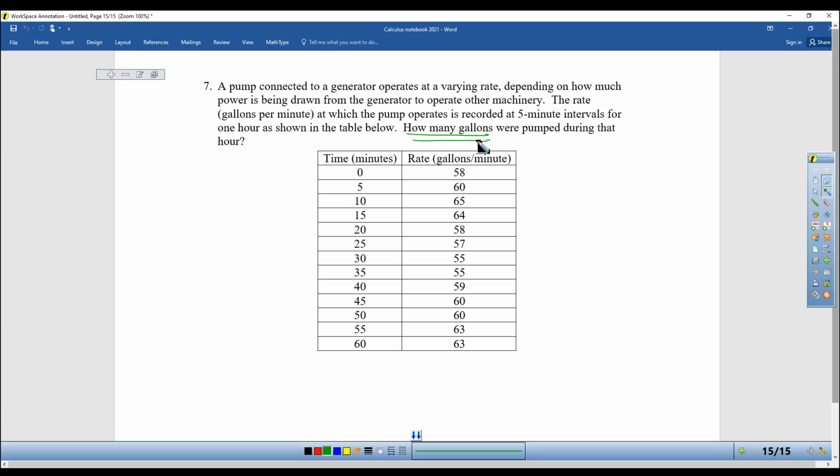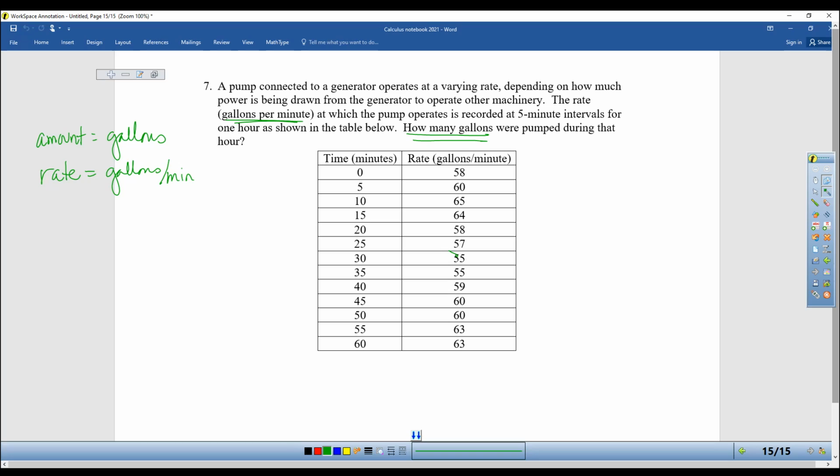How many gallons? So they gave me the rate and they want to know how many gallons. What am I going to do? I'm going to integrate. So they gave me the rate in gallons per minute, and they want the amount in gallons. I'm going to integrate. What am I going to integrate? I don't have a function. And here we go. I love calculus.